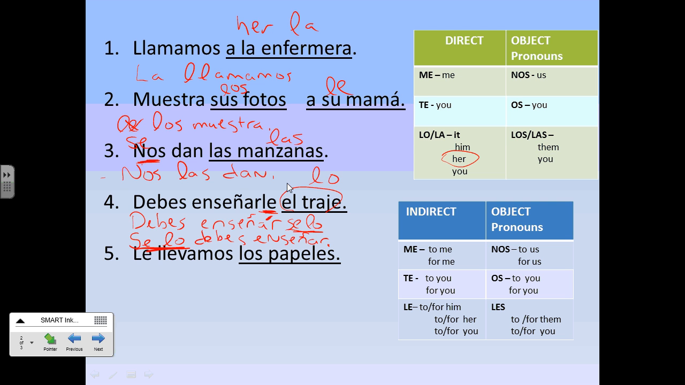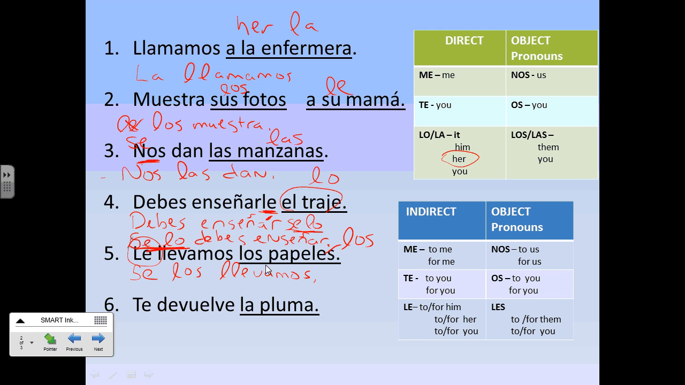Le llevamos los papeles. Again, you have a pronoun here already. So it's we carry the papers to him or to her. In this situation, you're going to replace los papeles. It's the same with los. And le is already in front. Okay? If you put le, los together, you can't have two L's, so the le changes to se: se los llevamos.